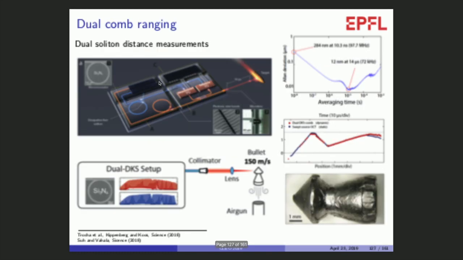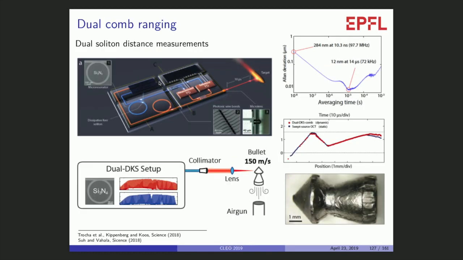And so in this experiment, to demonstrate this very fast time resolution, a pellet was shot at about 0.4 Mach. And it was possible to accurately measure the shape of the pellet. What's shown in blue is the static measurement with an OCT, and this was measured in flight. Again, you have two parameters here: the comb repetition rate and the comb bandwidth. The comb bandwidth sets the precision by which you can measure. The comb repetition rate tells you the speed at which you can measure, and the resolution is given by the bandwidth. And here, in these experiments, the resolution was 12 nanometer in 14 microseconds of averaging time. So that's an example, a very extreme example.